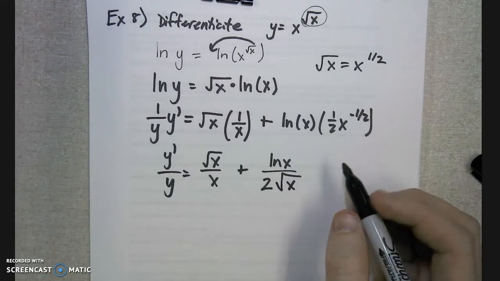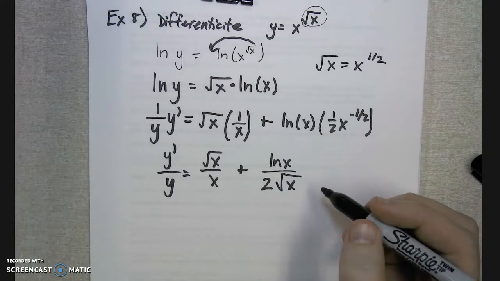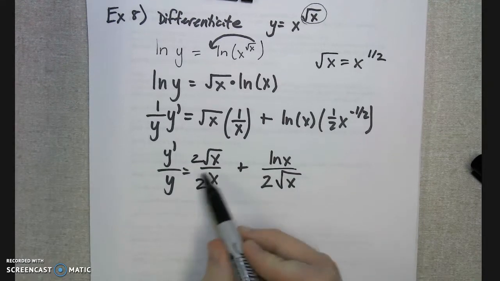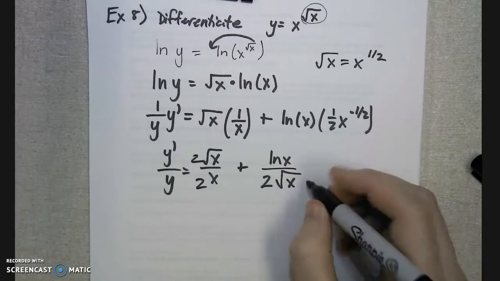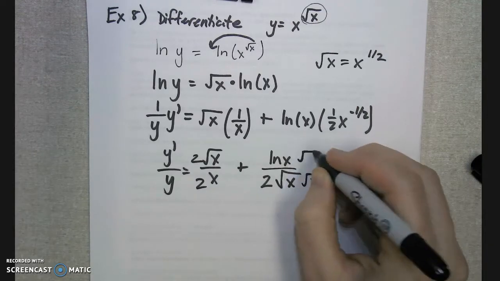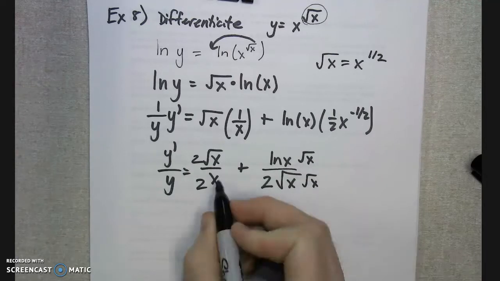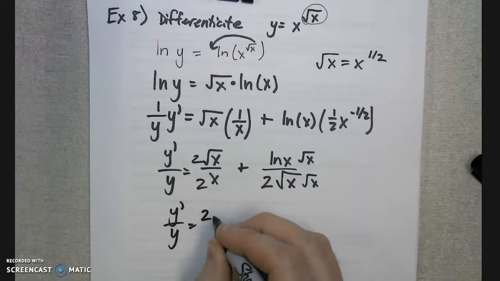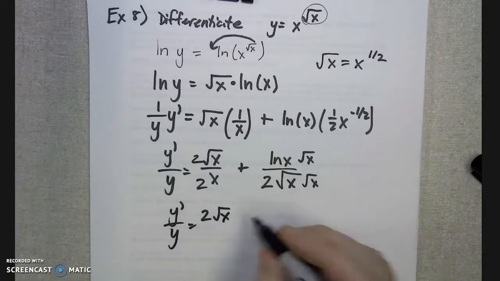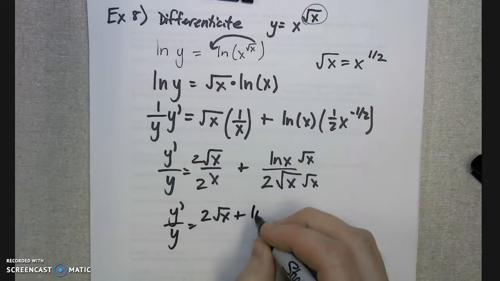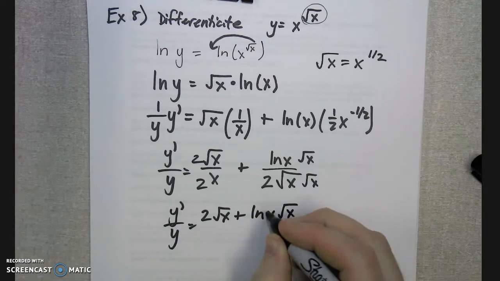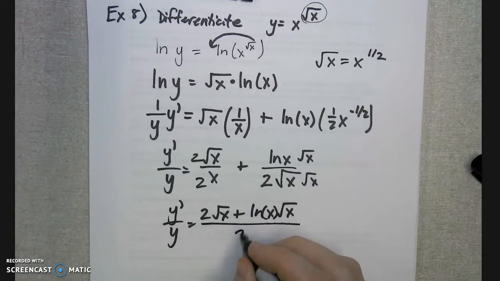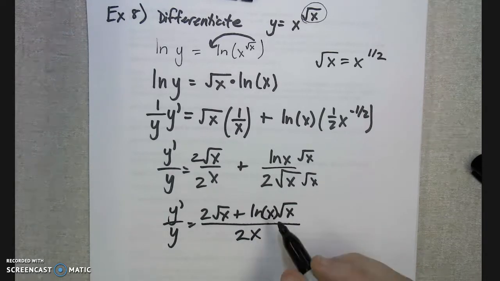For me, I would get common denominators, so if I multiply this side by 2, so this is a 2x, I can make this a 2x if I give this an extra radical, because rad x times rad x is x. So now I've got 2 rad x plus natural log x radical x, and just that x is in the natural log, all over 2x. That's as simplified as I can get that.